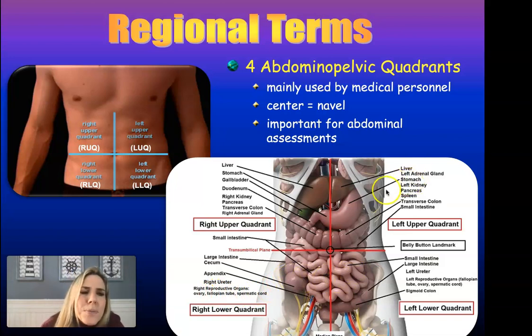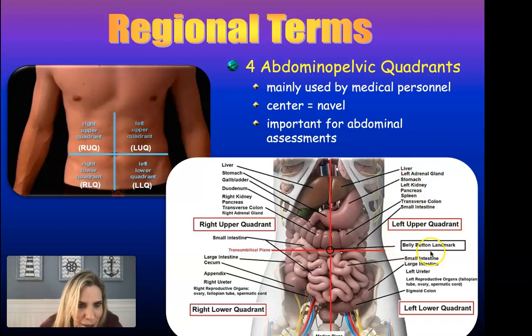Over on the left upper quadrant, we have another part of the liver, the left adrenal gland sitting on the kidney, deep to these organs. The left kidney, deep. Pancreas, deep to the stomach, and the spleen, which is also deep, so you can't see it here. The other part of the transverse colon, and part of the small intestine.